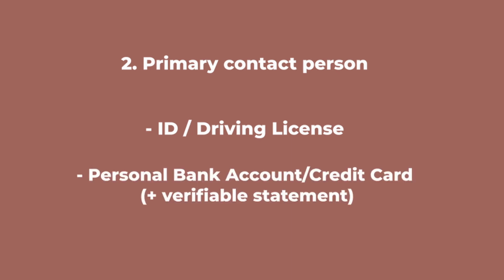And the second thing we need to do is to add the primary contact person information. So here we also want to get some documents again. Make sure that you get your ID. It can either be your passport or your driving license. And also here we need a personal bank account statement for the primary contact person.